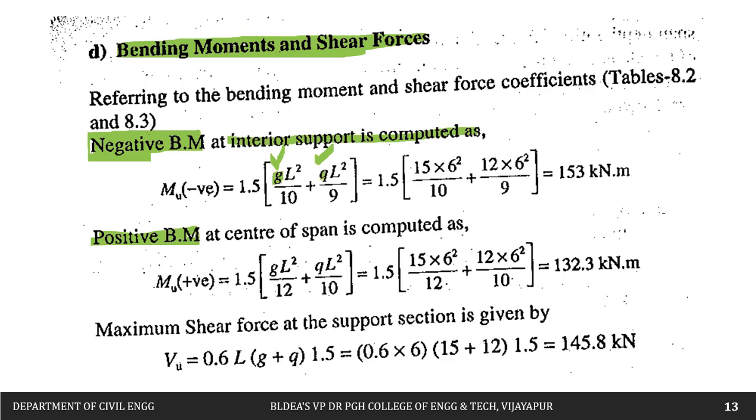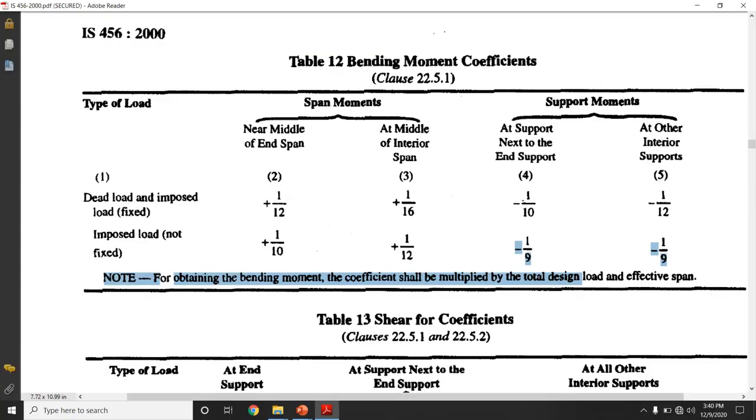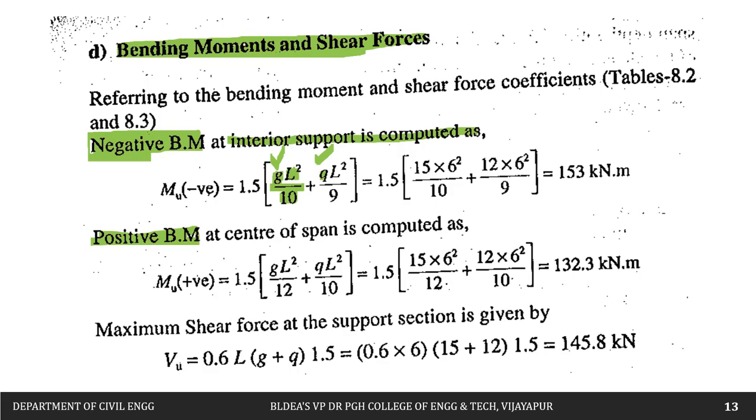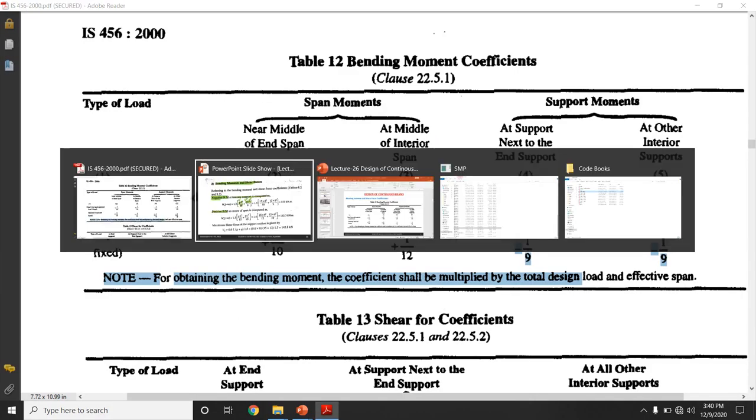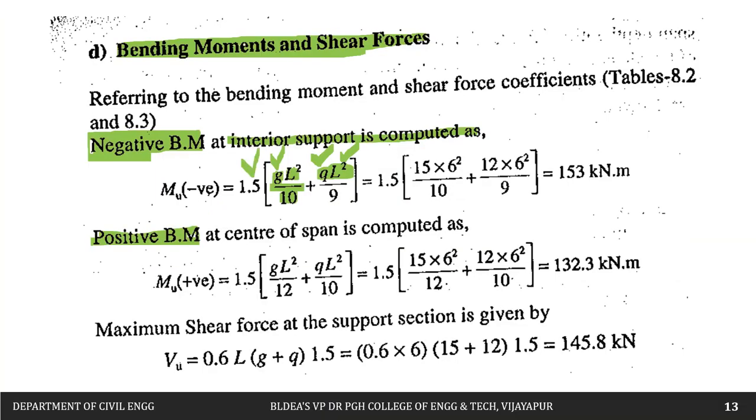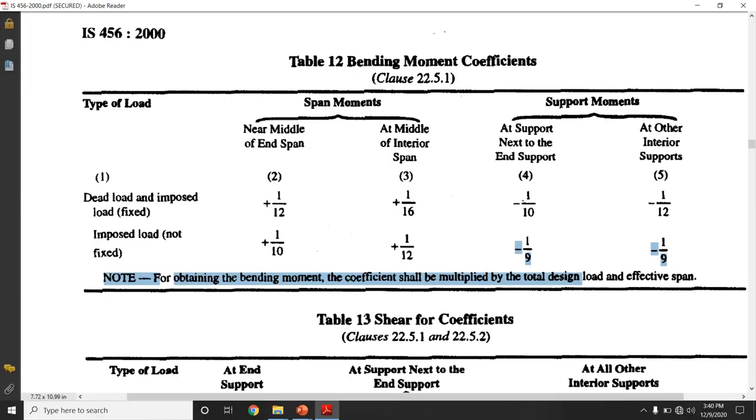G is how much? 15 into span 6 square divided by 10. This is for the dead load, and for live load it is 1 by 9 multiplied by Q into L square, that is live load into span 6 square. Multiplied by 1.5, the factor of safety: 15 into 6 square divided by 10, 12 into 6 square divided by 9. So if you multiply, you get the answer as 153 kilonewton meter.